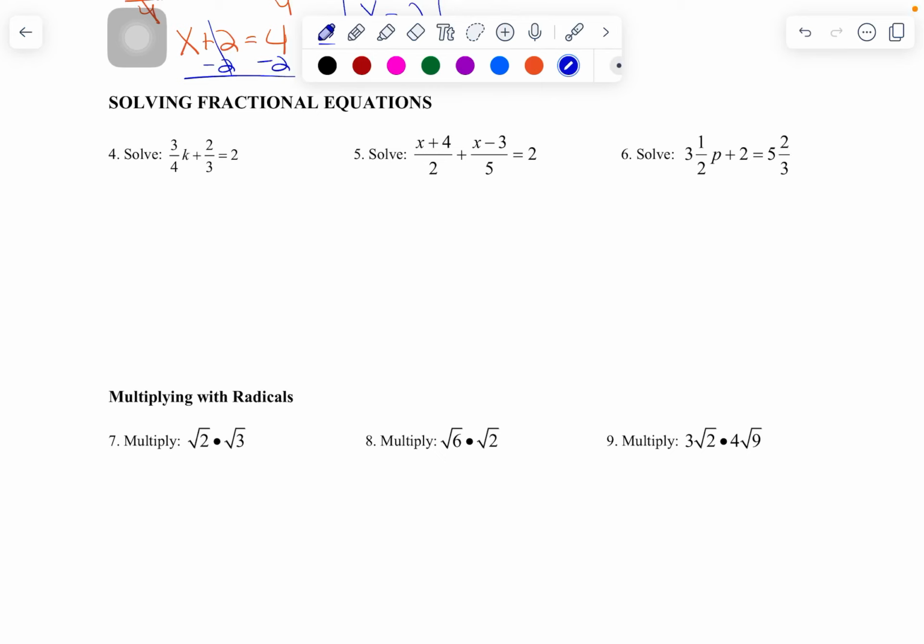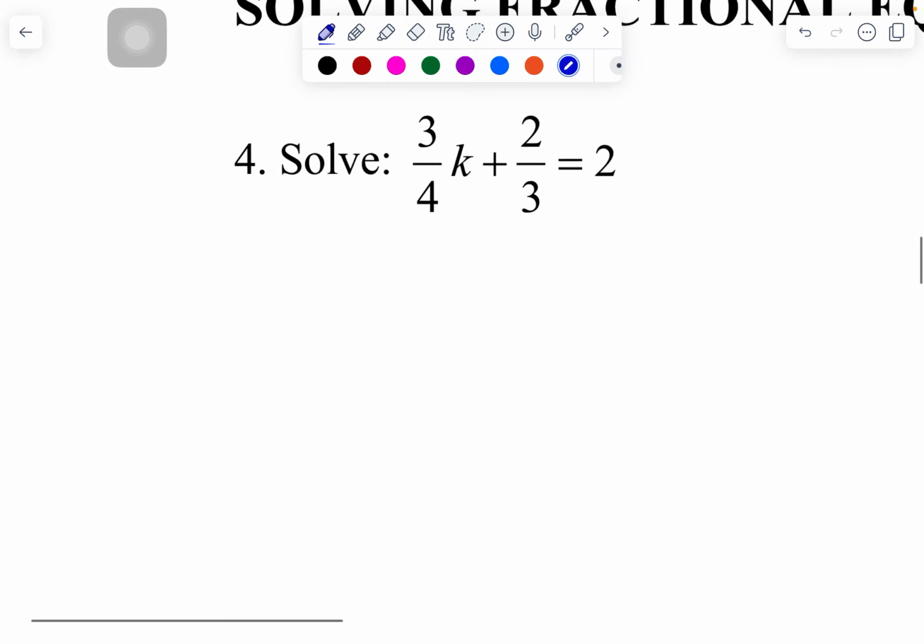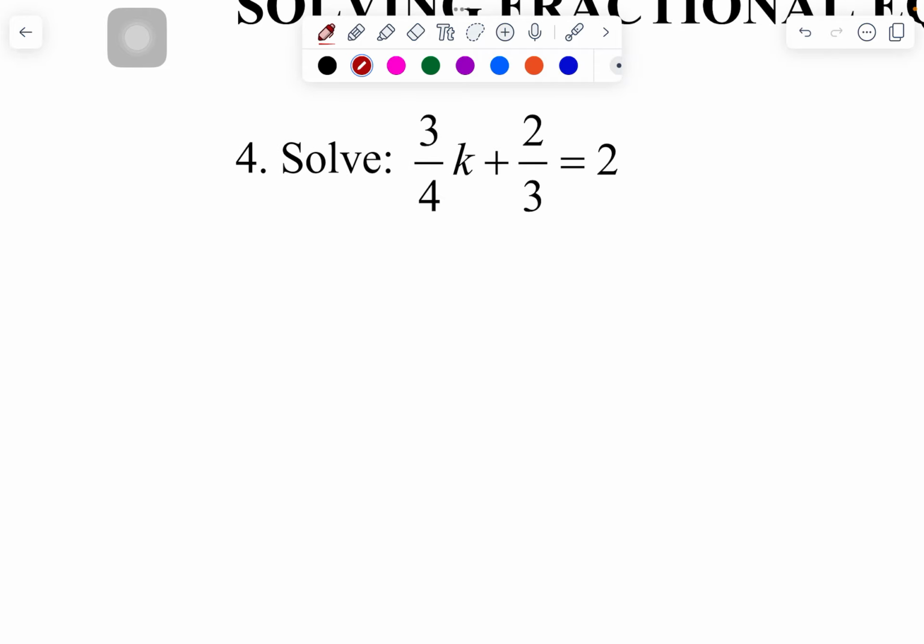All right, in this video, we're going to go into the next part of notes 10 here, and this is going to be on solving fractional equations. Each one of these problems, 4, 5, and 6, has some fractions in it, and we're going to get rid of those fractions. It's going to be a lot easier to work with. So how do we get rid of the fractions?